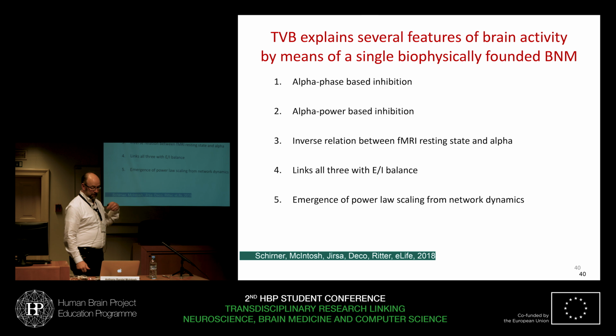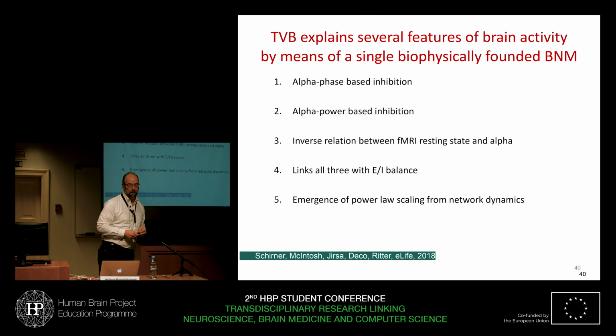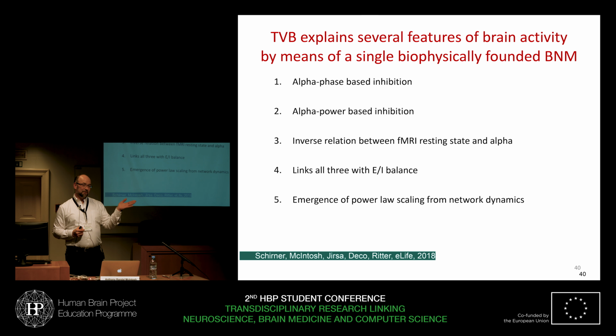So you can, for example, in this particular model, look at the alpha phase-based inhibition and power-based inhibition locally, which explain the inverse relationship between the fMRI and resting state alpha, I should say. It does look at the link between these features and the local excitation-inhibition balance. And there also, as a bonus, we got power law scaling emerging that's strictly related to the network dynamics. If you remove the network dynamics, you don't get power law scaling at all. The model doesn't work on other things. For example, this frequency distribution, the spectrum looks kind of crappy, but beyond that, it does pretty good for some other aspects of the model.